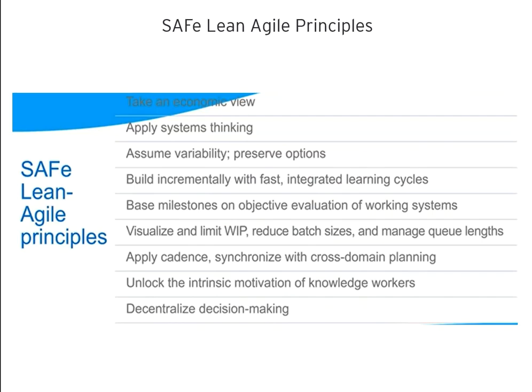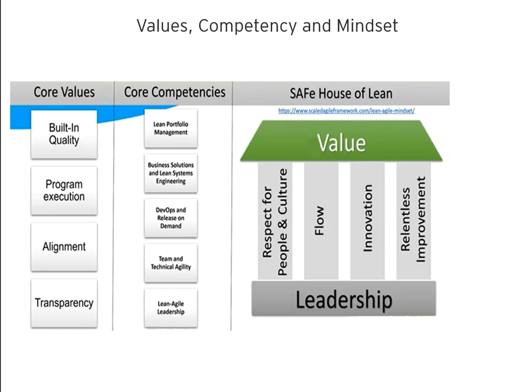Then we have the SAFe Lean-Agile principles. They have taken the agile principles and made some modifications so that they are applicable to SAFe. It's like applying systems thinking, the economic view, and visualizing and limiting the WIP since they are using Kanban and all those things. You can just go through it. And these are the values, competency, and mindset. So what are the core values? Built-in quality, program execution, alignment, and transparency.